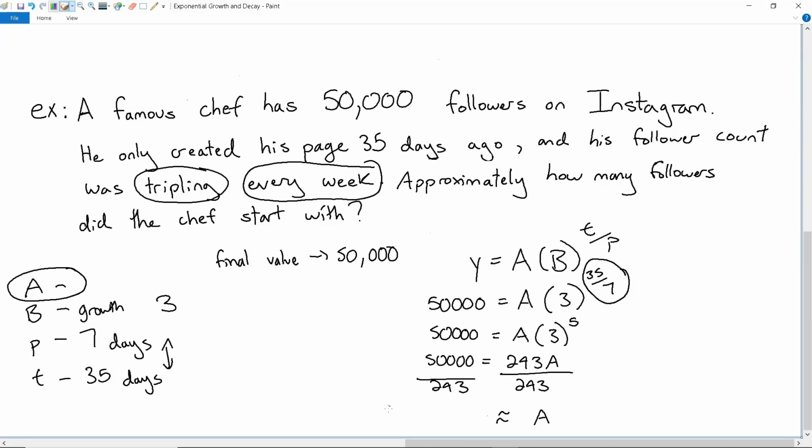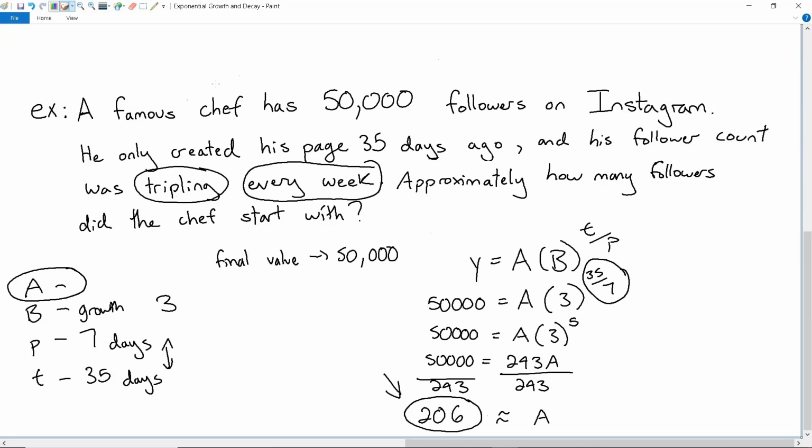And I got a decimal. So you can't really have a decimal for followers. You can't have half a follower. So I'm just going to round up to 206. So that means that this chef had 206 followers 35 days ago, and then through the power of exponential growth, he ended up with 50,000 followers after that time had elapsed.